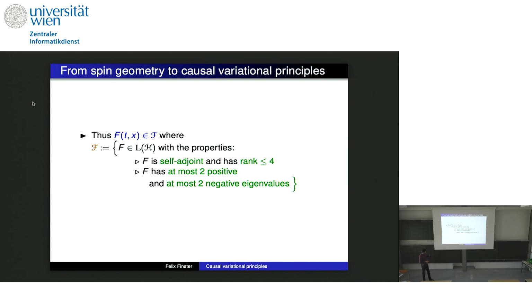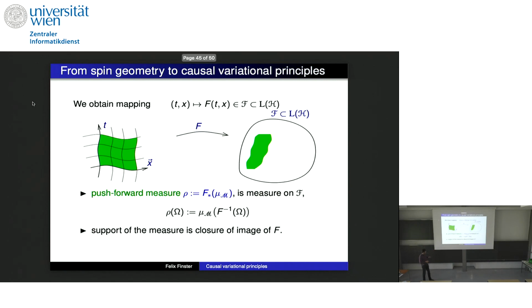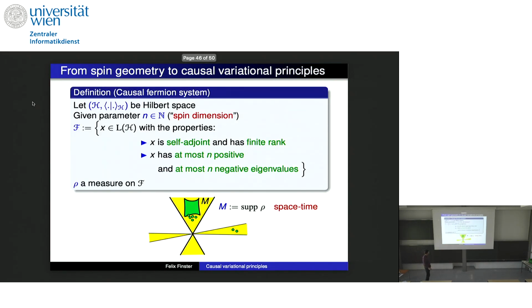Okay, good. So this is our base space. And now in order to construct the measure, what we do is the following. Now we have a mapping which to every space-time point associates an operator here to the right. And now we simply take the push-forward measure, defined like this. Now we have a measure on the set of linear operators. And once we are here, we forget about the left side and we work only on the right side. And the support of this measure gives us back the image of F, in other words, gives us back our space-time. So this is the picture.